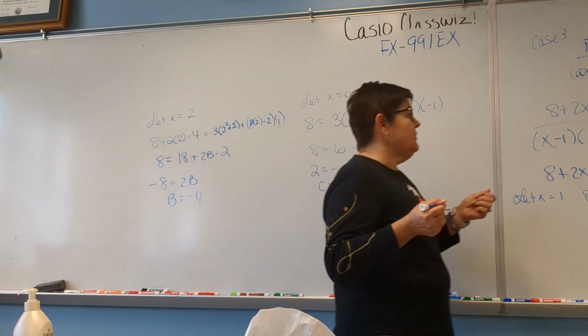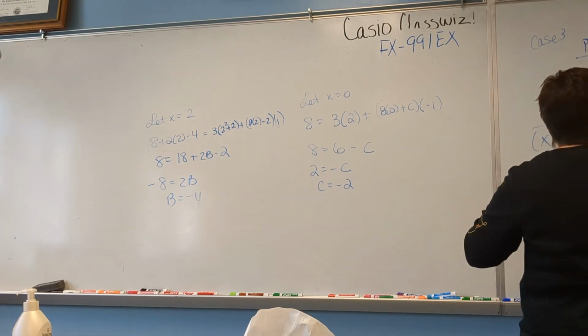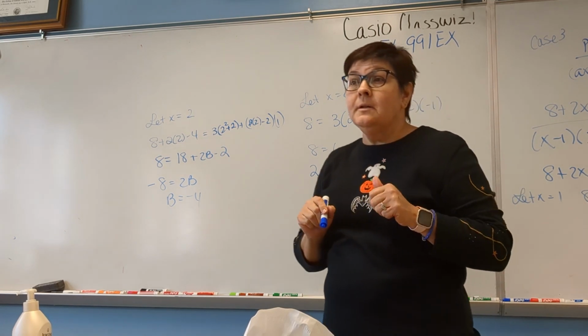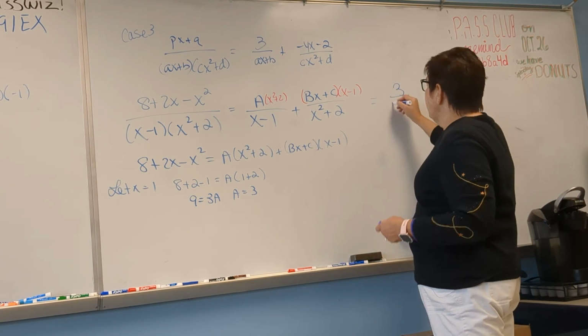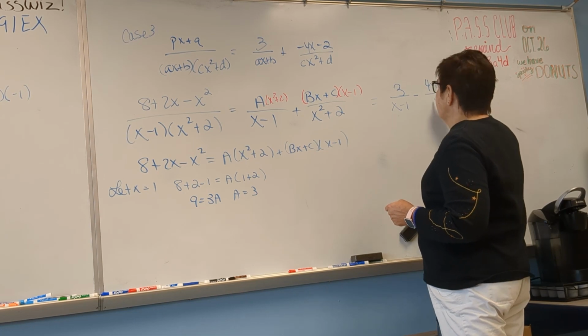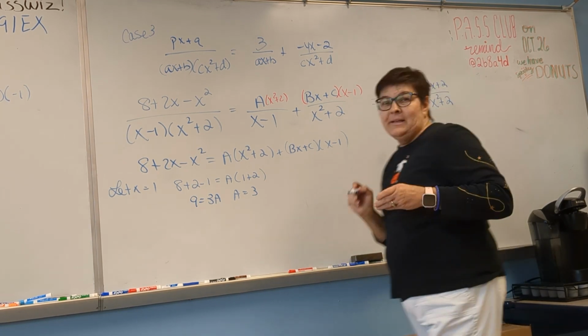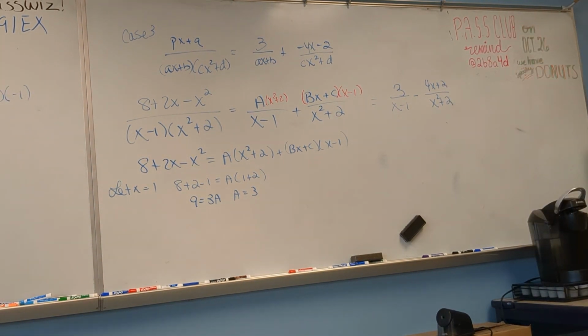So our final answer would be A is 3, and then B was -4, and C was -2. What do you think? Are you guys cool? I'll write it out better. Equals 3 over x minus 1, and then I could be really clever. See how I did that? Each of them were negative, so I pulled a negative out and negated the other two.